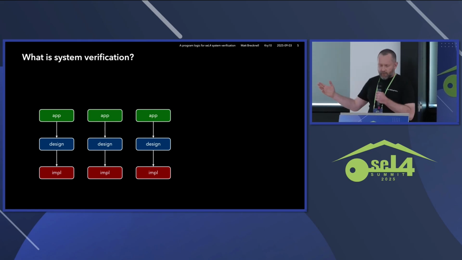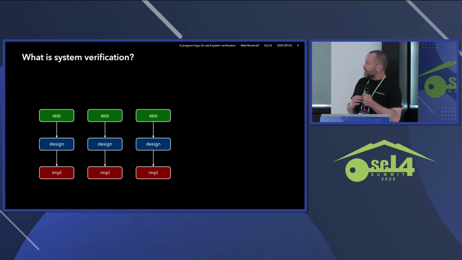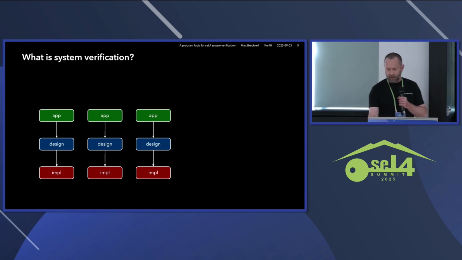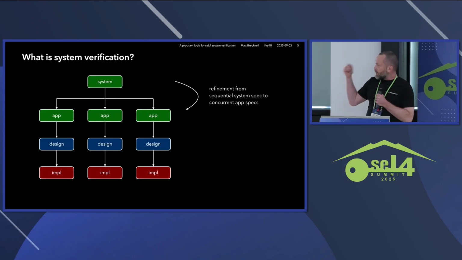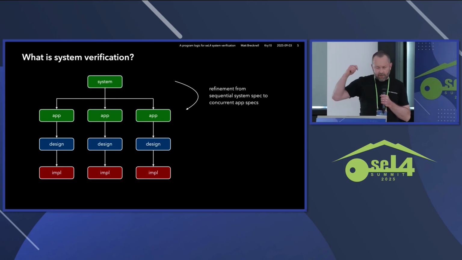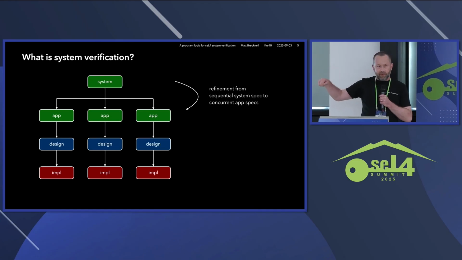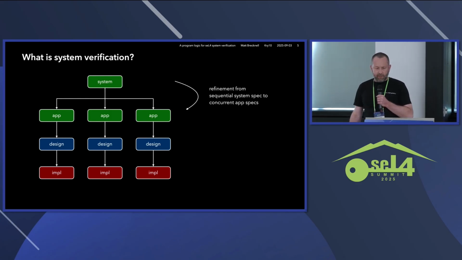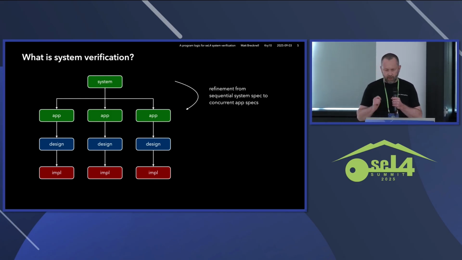But if that's all we do, then we just have a collection of program verifications. We don't have a system verification. So we need one more layer above this that describes a specification for the system, and we do a refinement proof to show that that collection of apps somehow implements a system specification. So that's the goal.